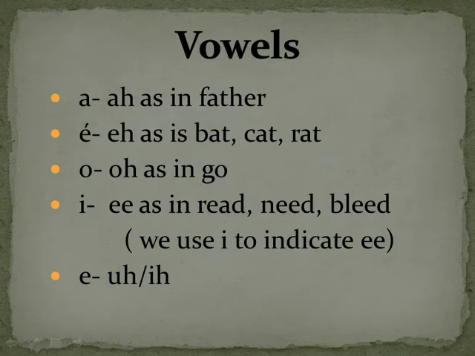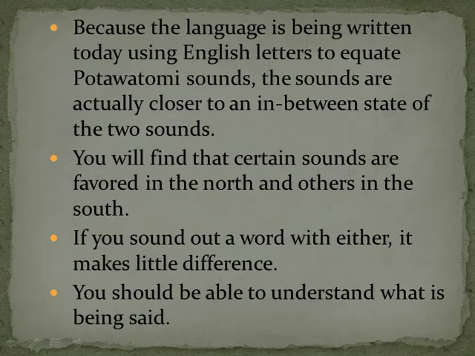Actually, I've even heard some speakers use an I instead of an eh, so really either one of those sounds will work. Because the language is being written today using English letters to equate Potawatomi sounds, the sounds are actually closer to an in-between state of the two. You'll find that certain sounds are favored in the north and others in the south. If you sound out a word with either, it makes little difference. Like I was saying before, if you say Zagich or Sagich, it's still understandable. If you say Bama-P or Pama-P, you should still be able to understand what is being said.